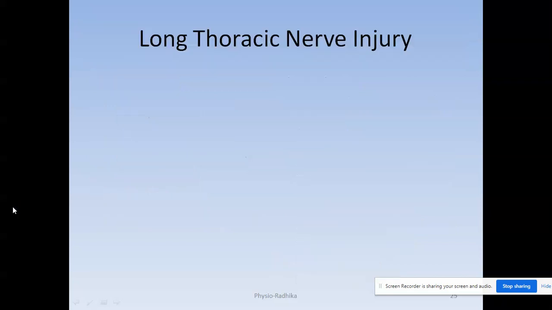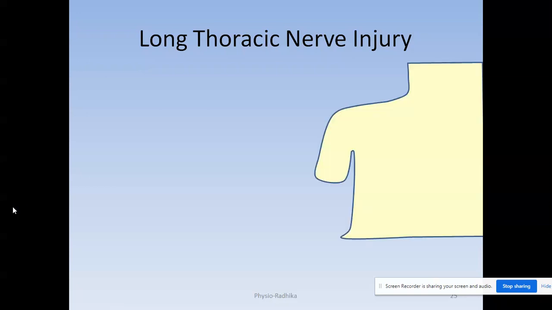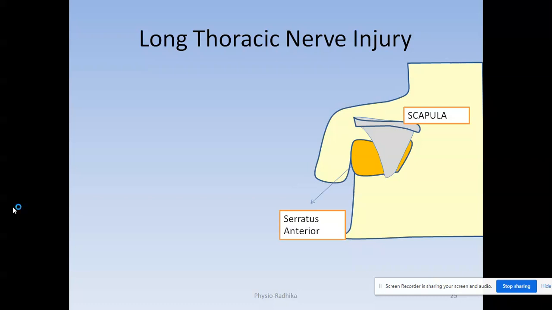So first, as we discussed, we'll look at long thoracic nerve injury. Long thoracic nerve supplies the serratus anterior. So definitely, if the long thoracic nerve gets injured, the serratus muscle will end up in weakness. So where is serratus muscle originating from and inserting into? This is the posterior human body where the scapula is present. And serratus muscle is originating from the first eight ribs, and getting inserted into the medial border of the scapula from the costal surface.